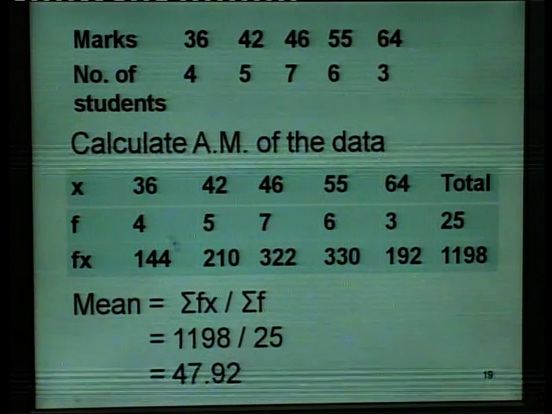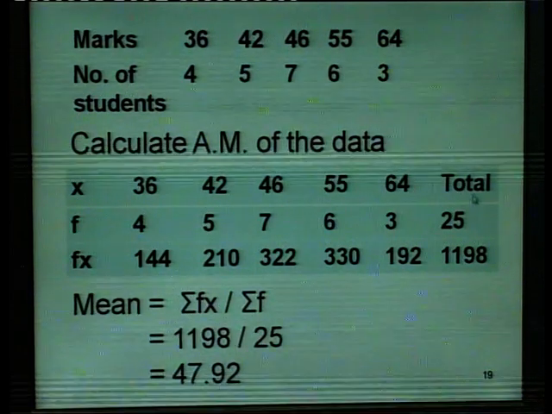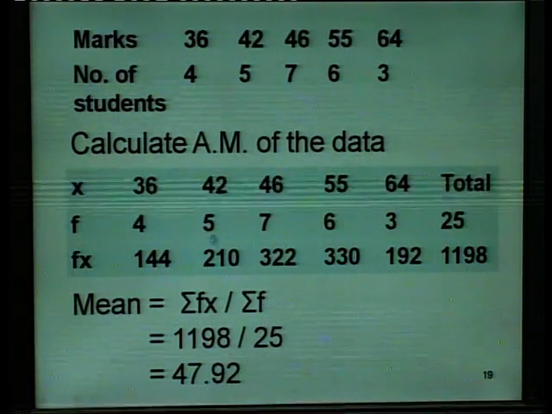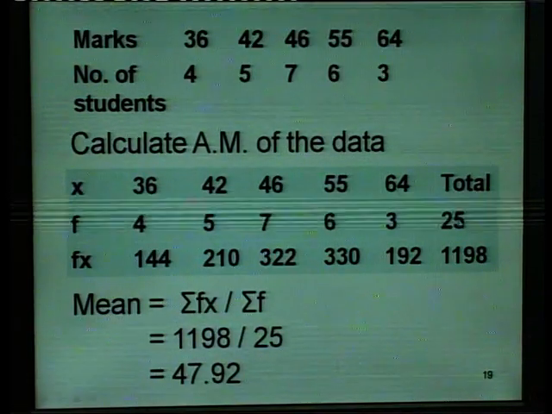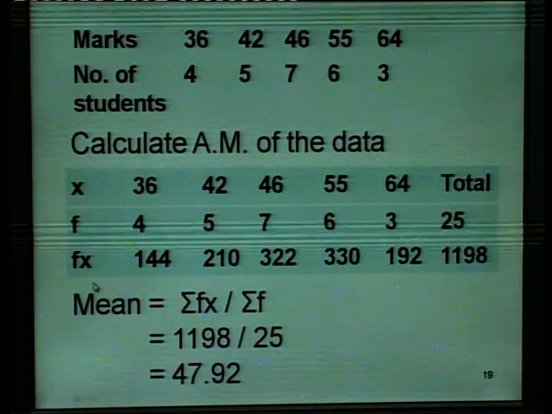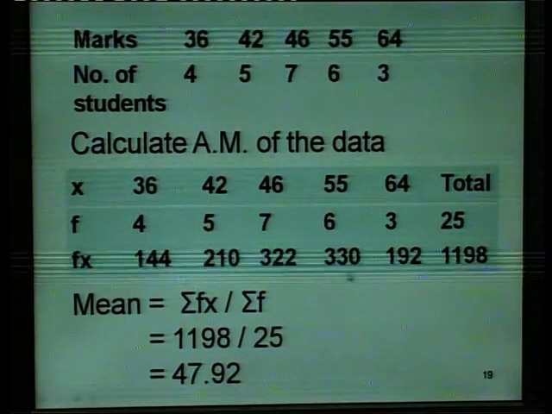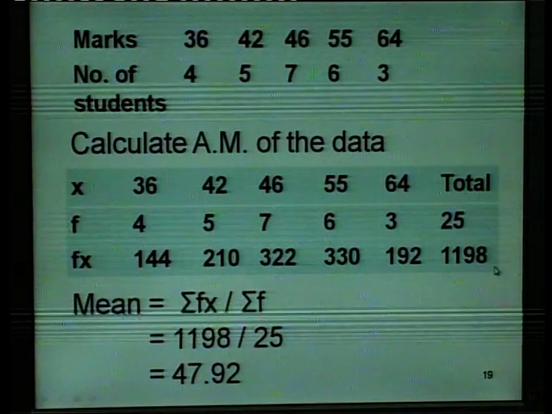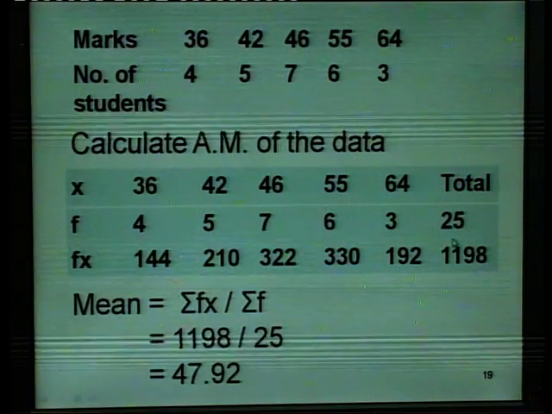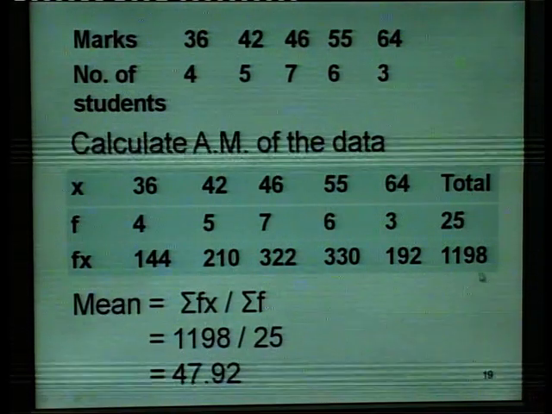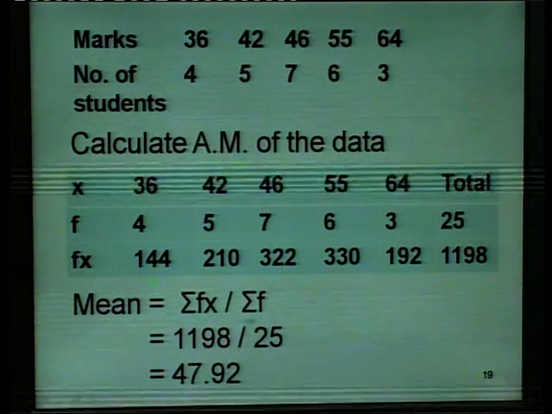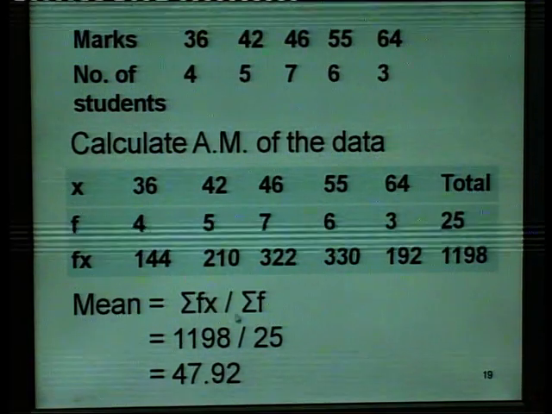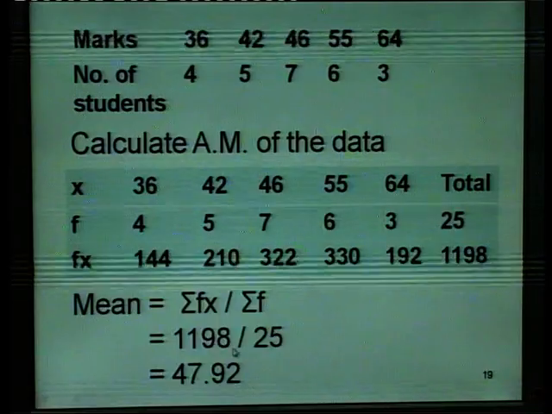We will add it column wise. Here we take the totals: the sum of frequency, 4 plus 5 plus 7 plus 6 plus 3, comes to 25. Then we add fx, 144 plus 210 plus 322 plus 330 plus 192, which comes to 1198. Now what is the mean? Mean is summation fx, that is 1198, divided by summation f, the sum of frequencies, that is 25. So mean is equal to summation fx by summation f, that is 1198 by 25.